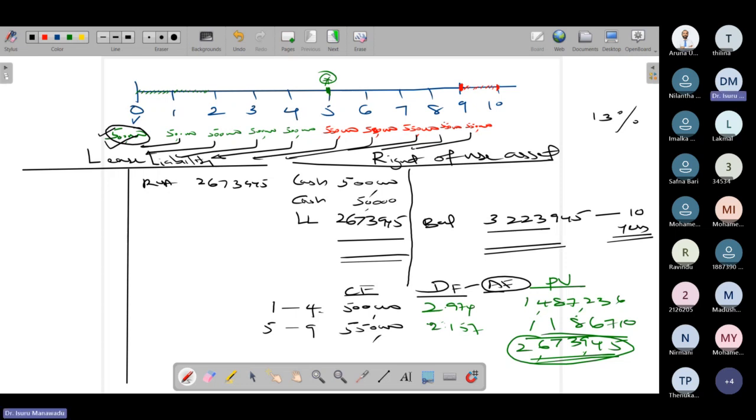Then you can say the total cost of right of use asset, 3,223,945 rupees. So first you need to calculate all these things, then you can write easily, you can explain. If we are providing only calculations, you are losing your marks. First, you should calculate and you need to explain by referring to the calculations.